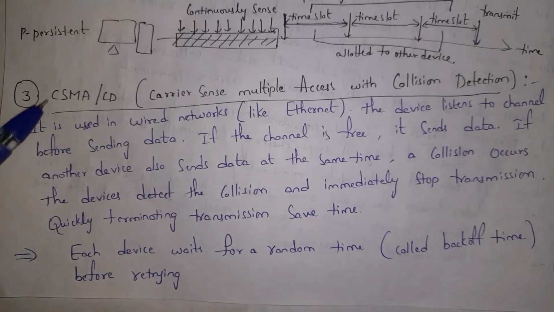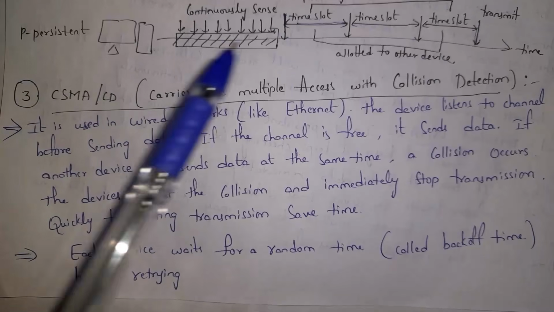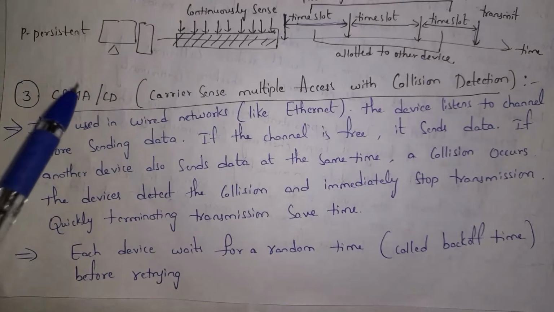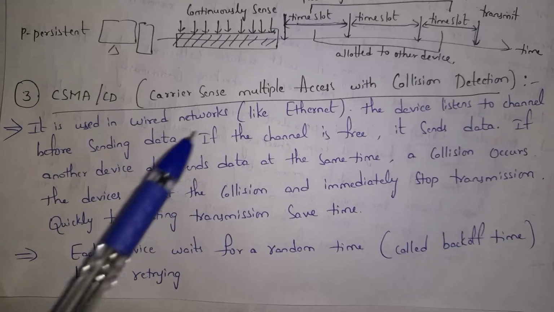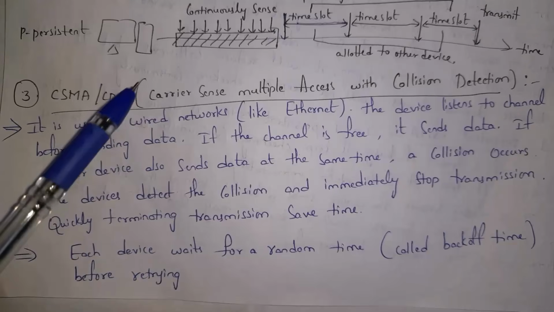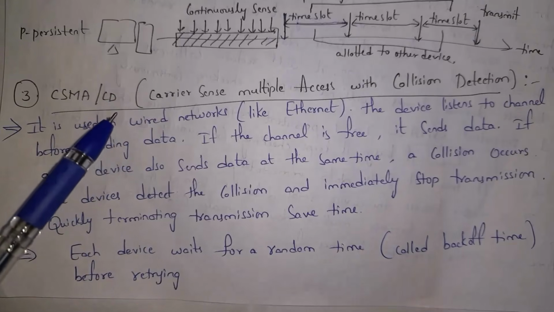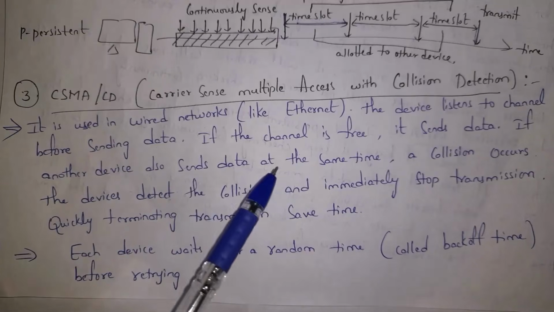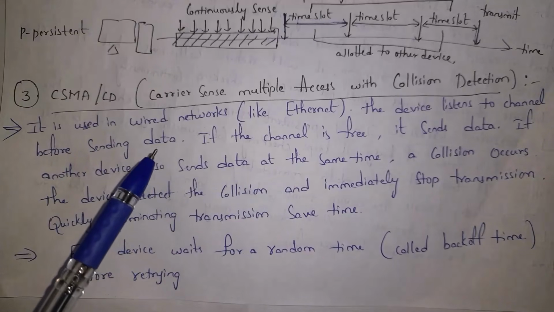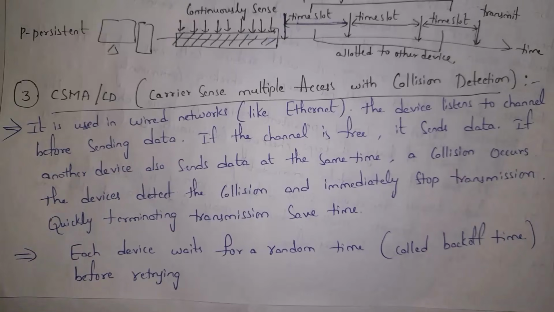Next I will explain what is the CSMA/CD protocol, where CSMA stands for carrier sense multiple access and CD stands for collision detection. Guys, we use the CSMA/CD protocol in wired networks like Ethernet cables. In the CSMA/CD protocol, if any device wants to send data in the communication channel, at first the device will listen to the channel. Listening is nothing but the device will check whether the channel is free or not. If the channel is free, then the device will send data, and if the channel is busy, then the device will wait some time and again it will send data.